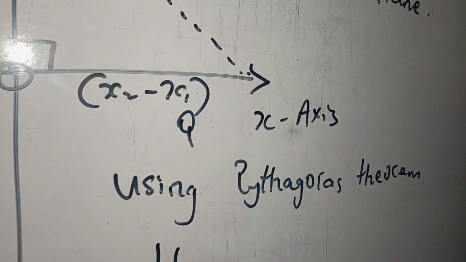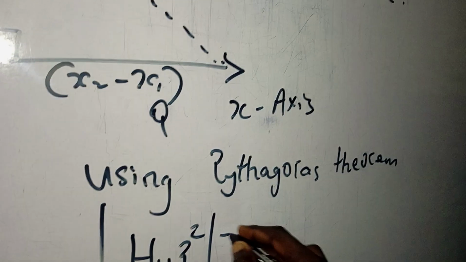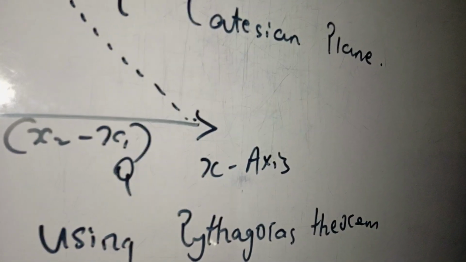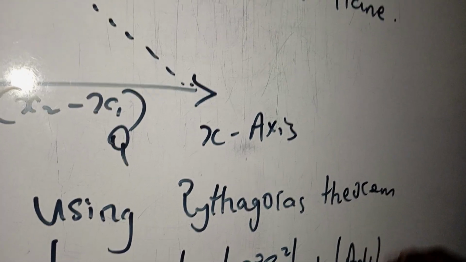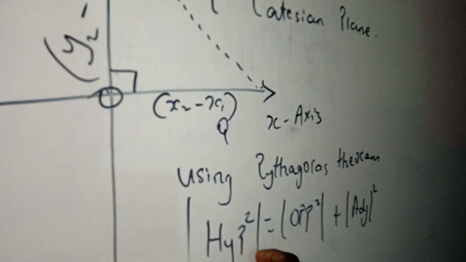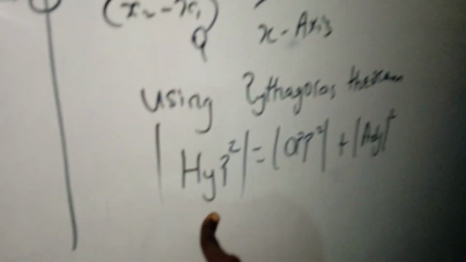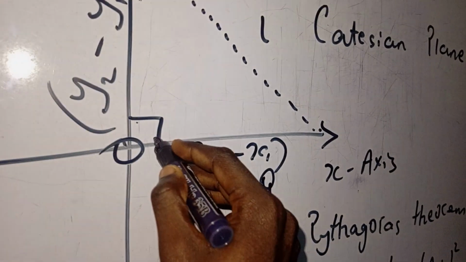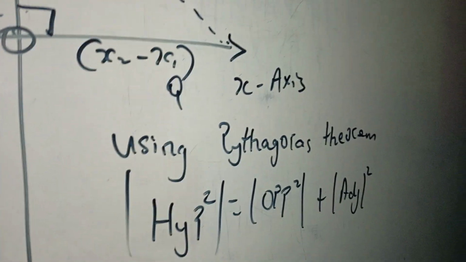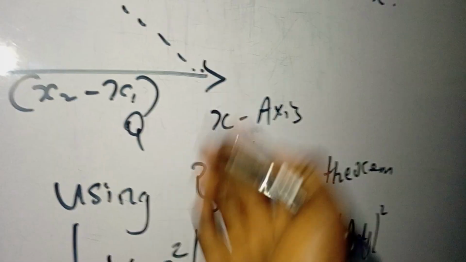Which says what? Hypotenuse square is equal to opposite square plus adjacent square. The hypotenuse is the longest side of a right angle triangle, or it is the slanted height, or it is the side that is facing the right angle. So this is the hypotenuse. Therefore, we are going to have L square is equal to opposite square.